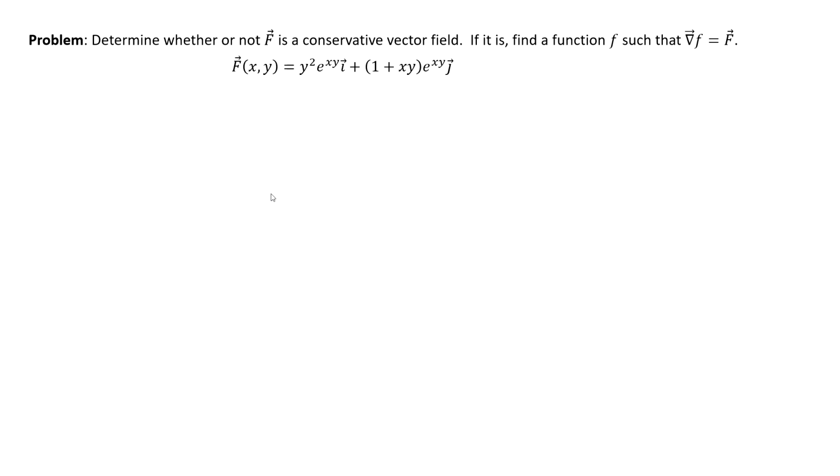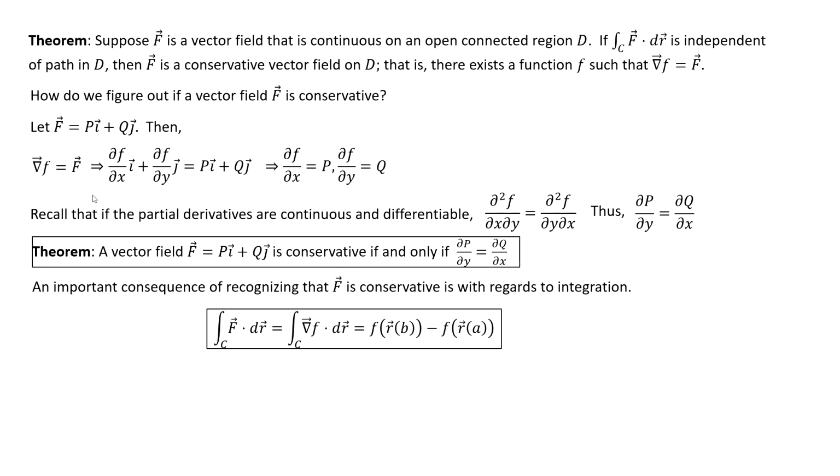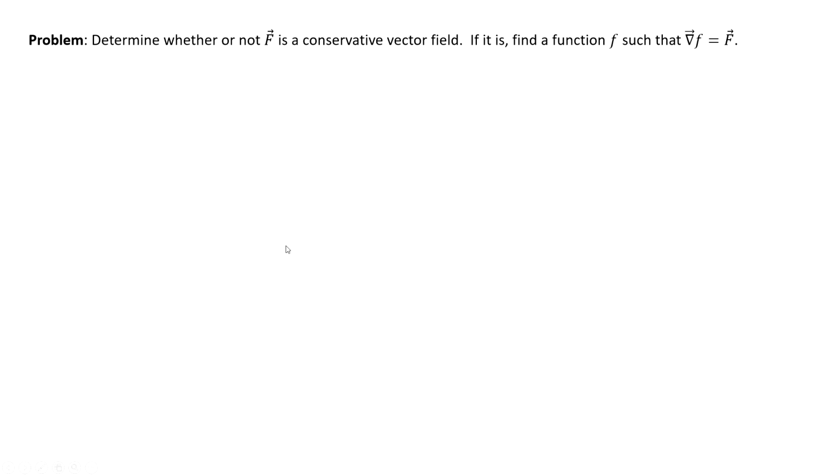Okay. Quickly, can you see what the strategy is going to be? From the previous one, the strategy should be very clear. A vector field F equals Pi plus Qj is conservative if and only if partial P with respect to y is equal to partial Q with respect to x. Do we have a scenario like that? Do we have some F of xy equal to some P of xy i plus Q of xy j? Yep. So what do we do?